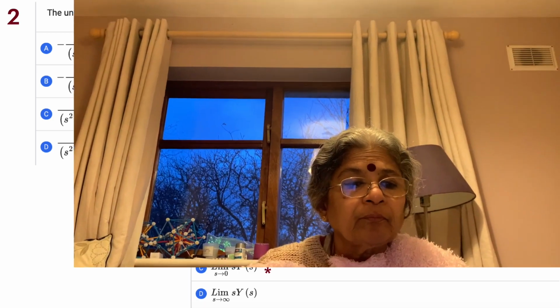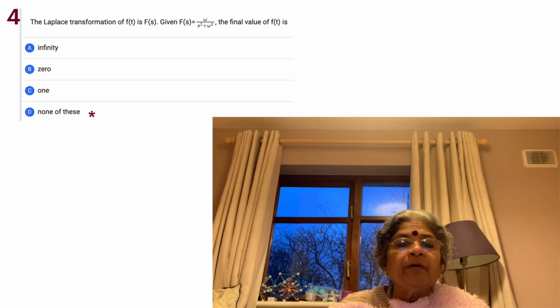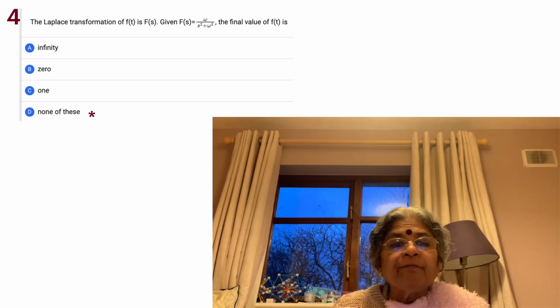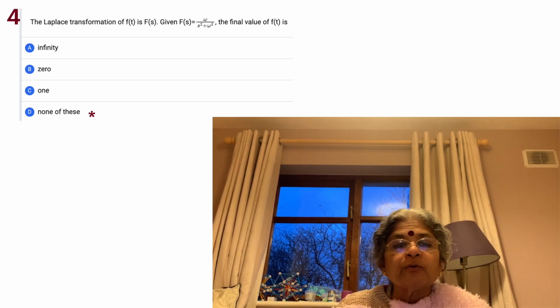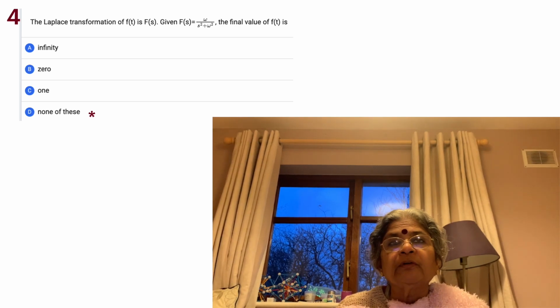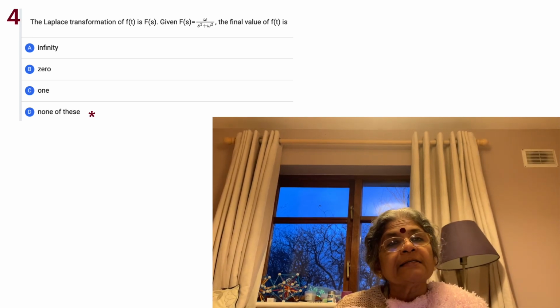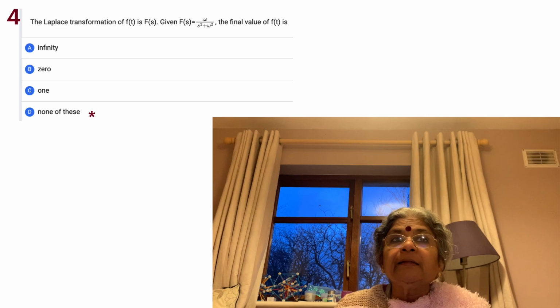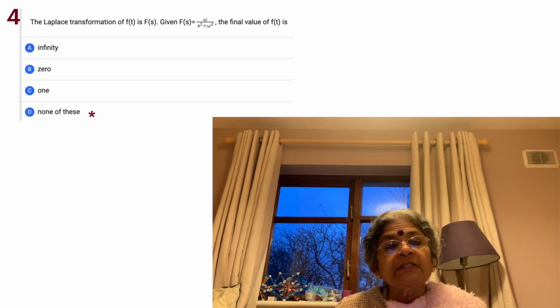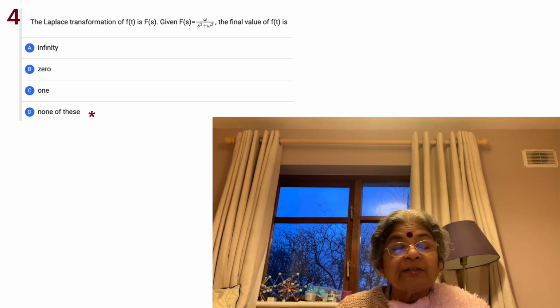Okay, moving on to the fourth problem. The Laplace transform of f(t) is F(s), given that F(s) is equal to omega divided by s square plus omega square; find the final value. So we were talking about the final value again. F(s) can be multiplied by s, and then you take the limit as s goes towards 0.